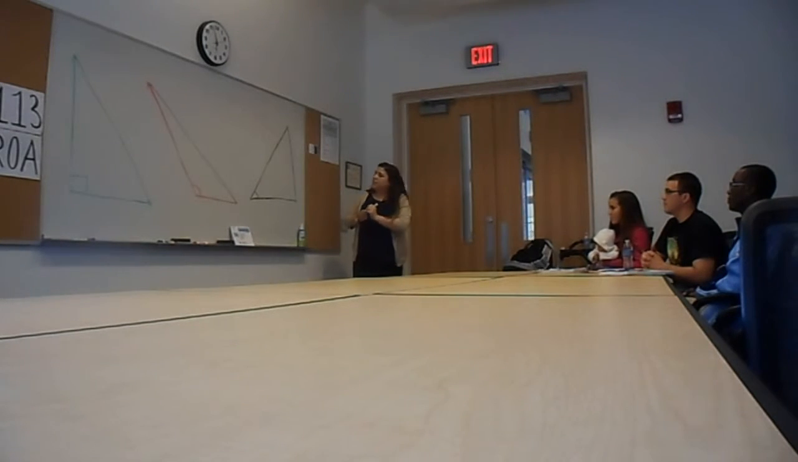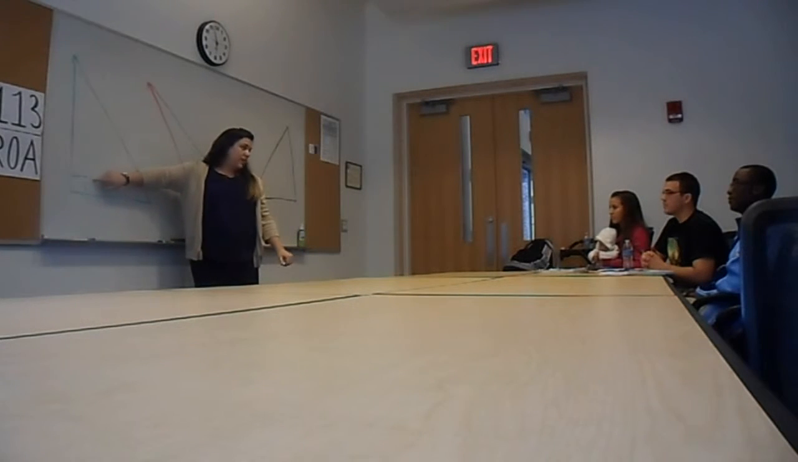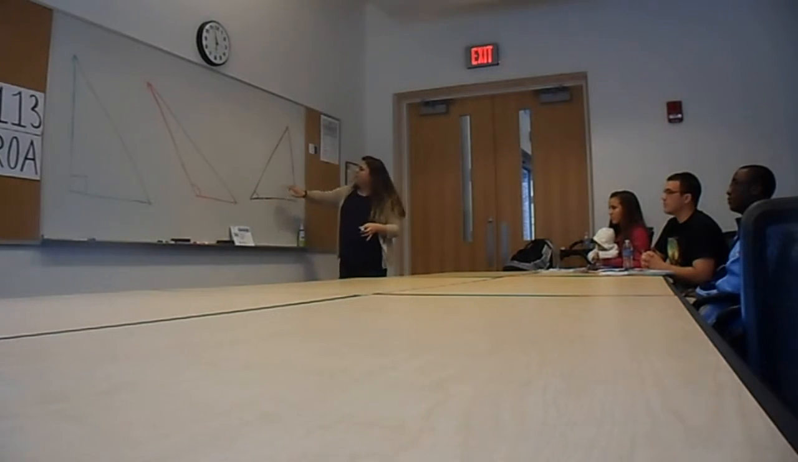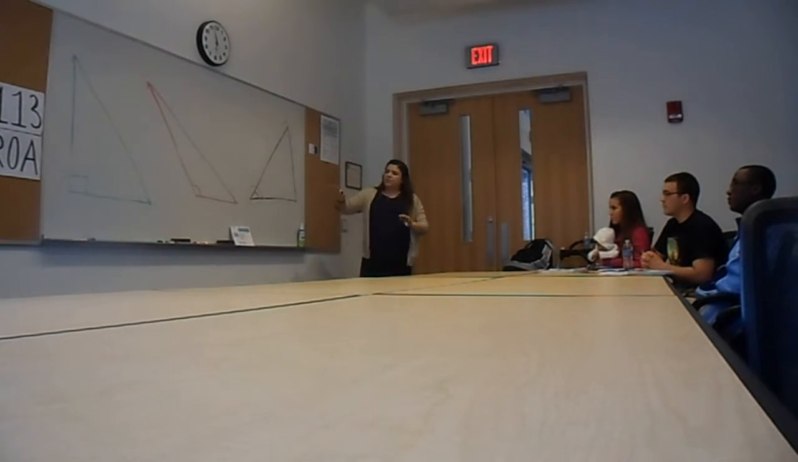Now, if you look at it closely, you can see that the right triangle has one right angle in it. The obtuse triangle has one obtuse angle in it. And the acute triangle actually has three acute angles inside of it. And that's how you can tell the difference between the three types of triangles.